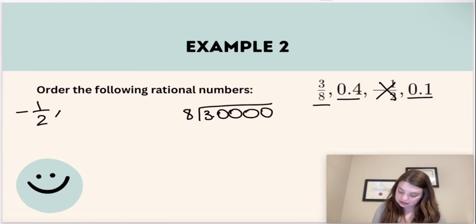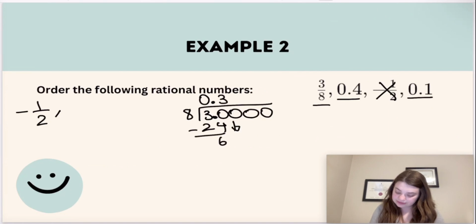My first question is, how many times does 8 go into 3? Well, 0 times. 8 is larger than 3, so it can't go in at all. How many times does 8 go into 30? Well, 8 times 4 is 32, so that's a little bit too big. But 8 times 3 is 24, so I'm going to put a 3 here and a 24 there. 30 minus 24 is 6, and I'm going to bring down the 0.